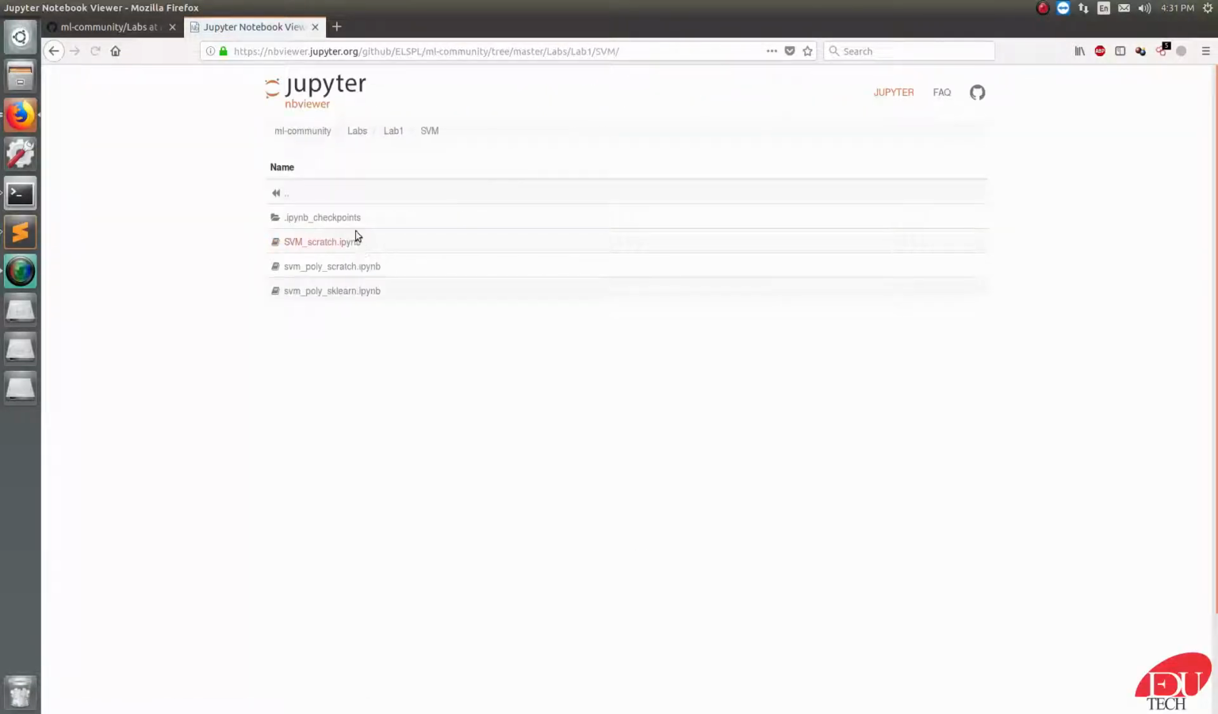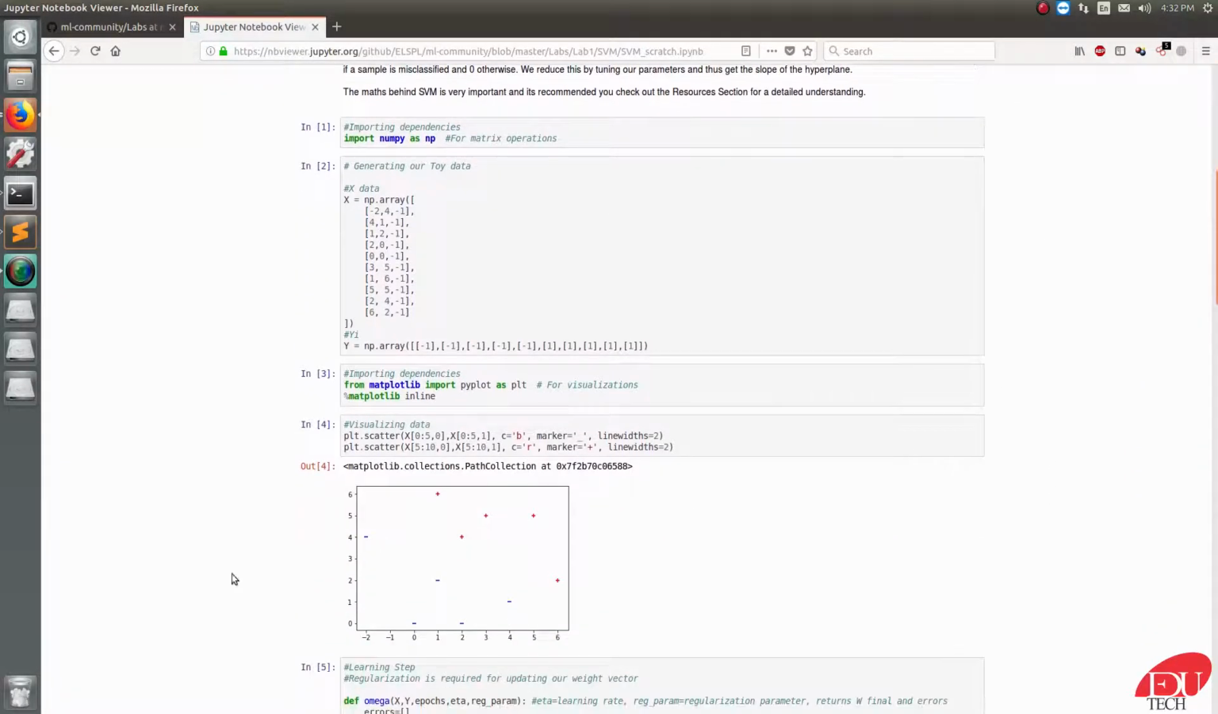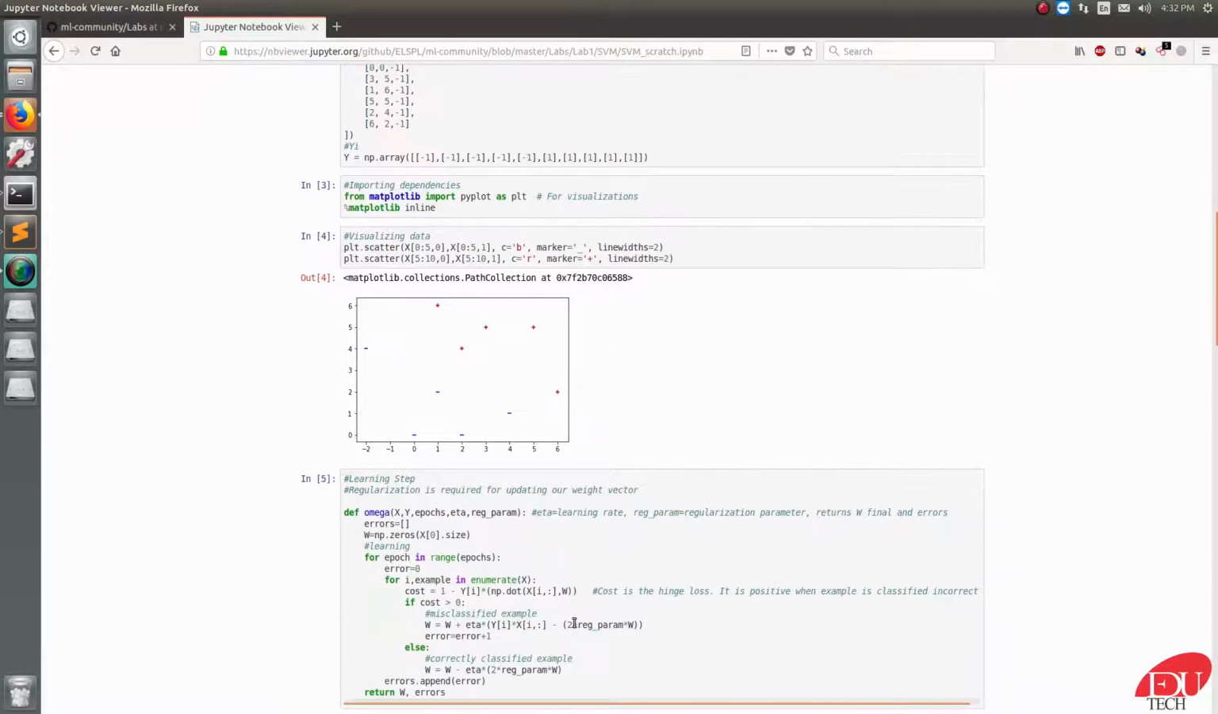Similarly, for the notebook for SVM, there is this SVM from scratch. This talks about a linear kernel with toy data. There's SVM polyscratch, which deals with a polynomial kernel, and this notebook deals with a polynomial kernel but using sklearn. So again, there's this theory and the code. This is toy data, and we will pass a hyperplane through this.